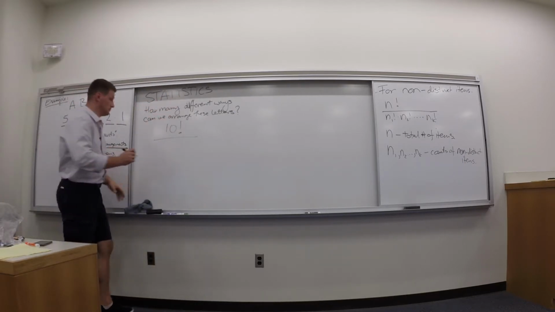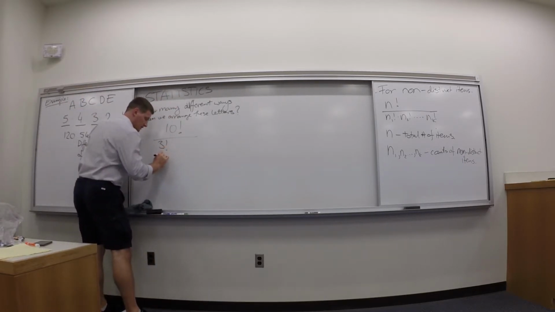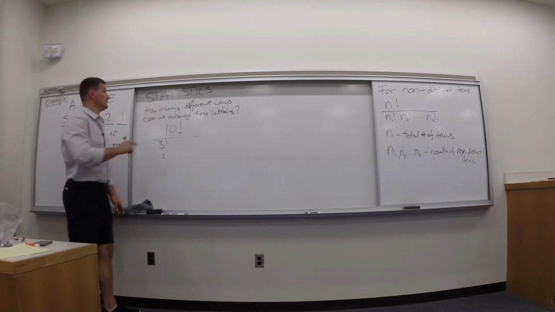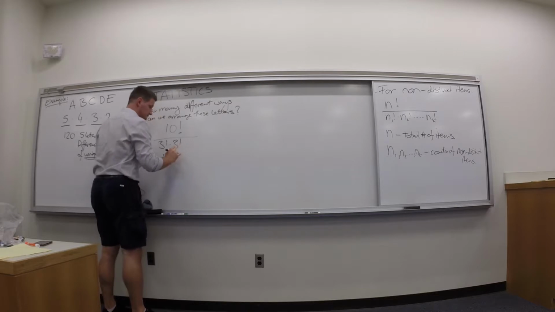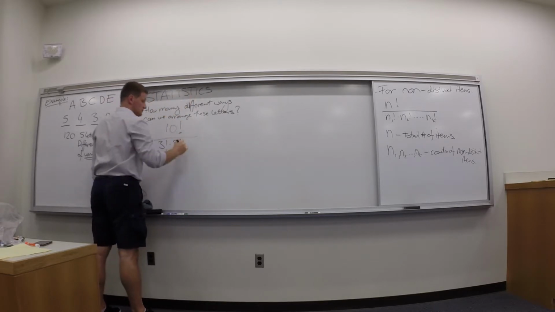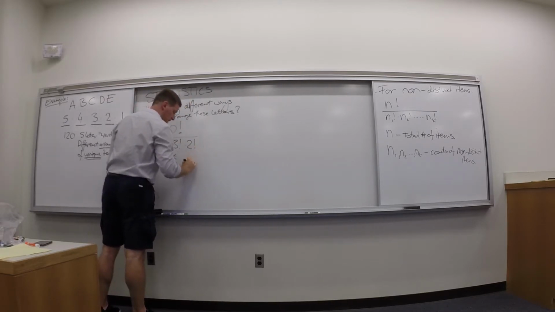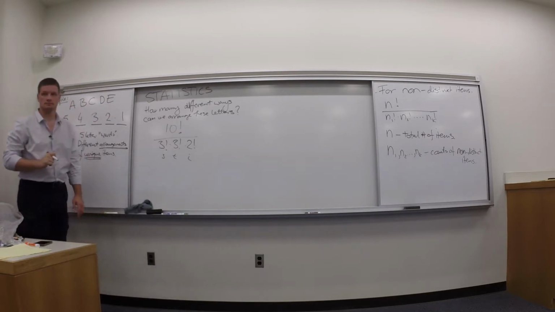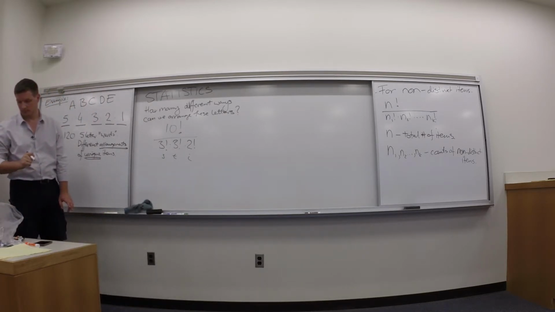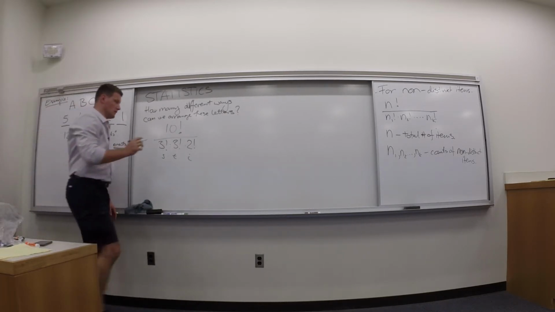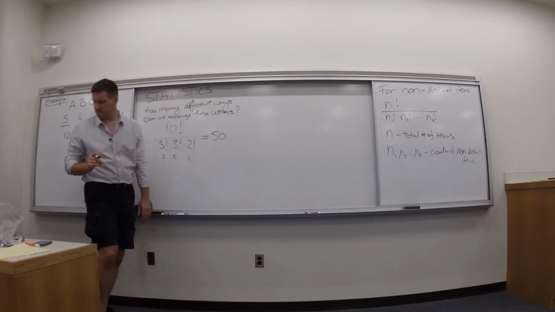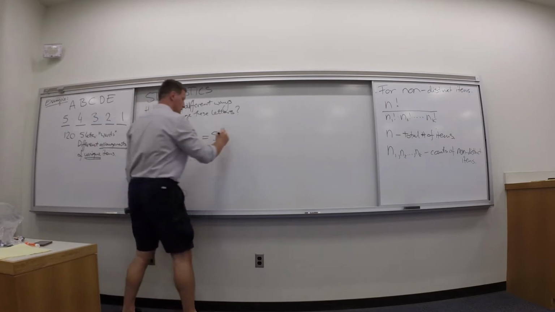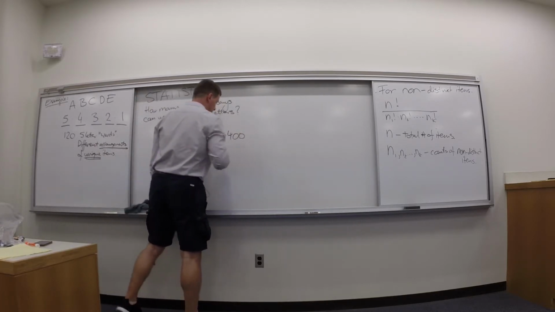Well, there's 3 S's. So 3 factorial for the S's, right? There's 3 T's. So 3 factorial for the T's. And there's 2 I's. 2 factorial for the I's. And for people that want to calculate this, it comes out to be 50,400.